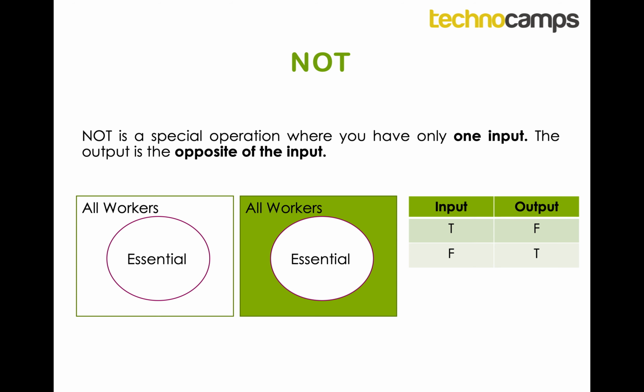So here is an example. If I have a set of all workers, and in the center I have essential workers, and I say NOT essential, that means the green shaded ones will be the NOT of the essential workers. So for now, the NOT of the essential workers should stay at home and have fun. So the truth table will look like this: if the input is true, the output will be false. If you have false as input, then true will be the output. It just inverts it. It just does the exact opposite of what you've asked it to do. So you need only one input for that.